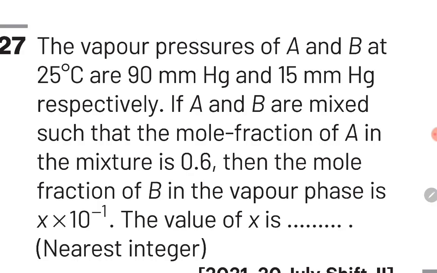Yes students, the 12th question of this chapter is: the vapor pressure of A and B at 25 degrees Celsius are 90 mm Hg and 15 mm Hg respectively. If A and B are mixed such that mole fraction of A in the mixture is 0.6, then the mole fraction of B in the vapor phase is x into 10 raised to minus 1. The value of x is. अब इस question को solve करने के लिए we will use Raoult's law.